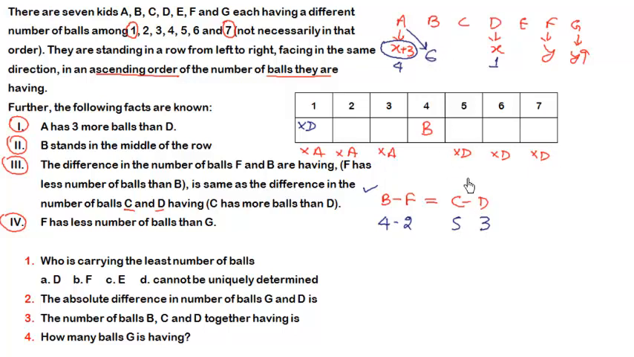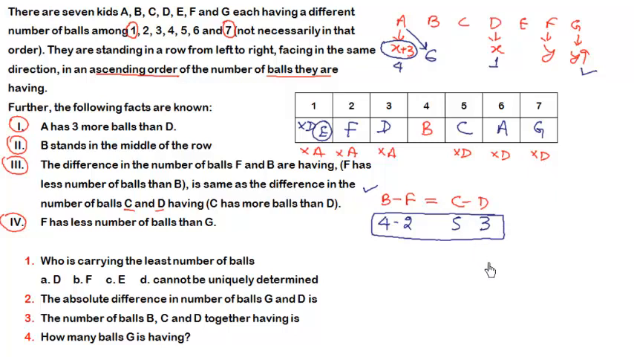So let us try to fill these values. We assume F to be at the 2nd position, D at the 3rd position, C at the 5th position, and A at the 6th position, right? Now we are left with E and G. Definitely G's position should be greater than F, right? So obviously G cannot come at the first position, he has to come at the 7th position, and that means E has to come at the first position, right? So with this assumption we can fix all the letters in their respective positions.